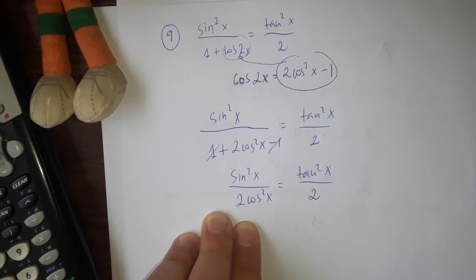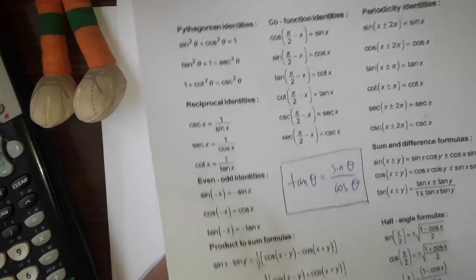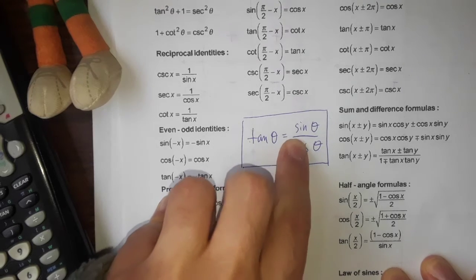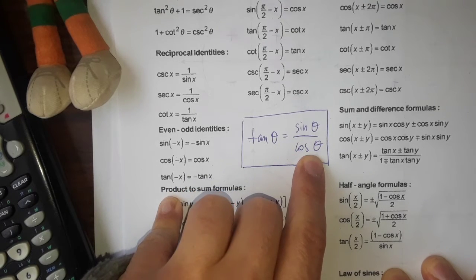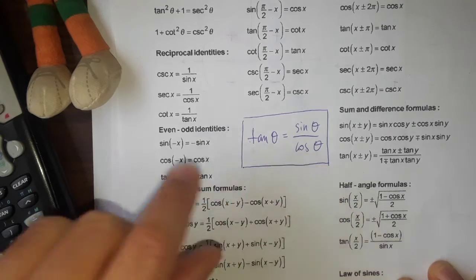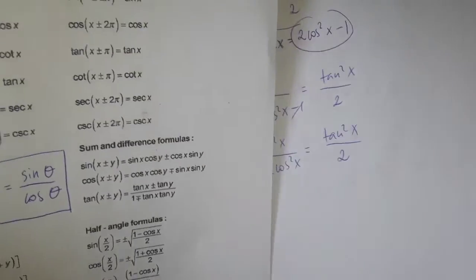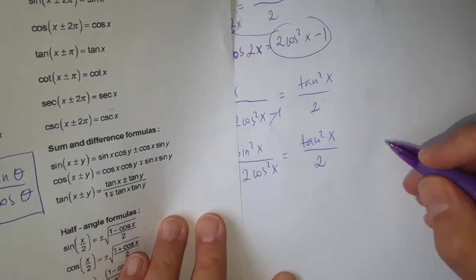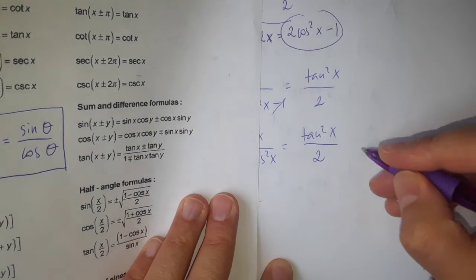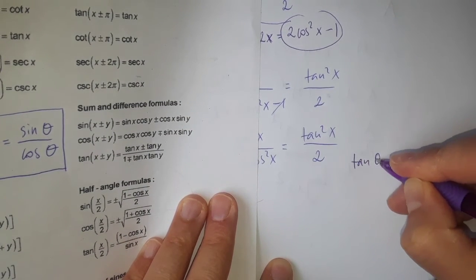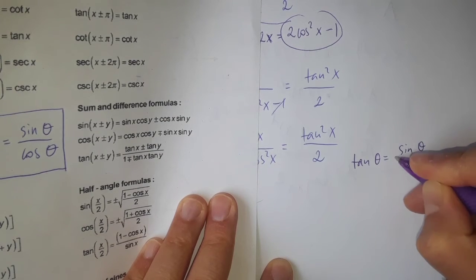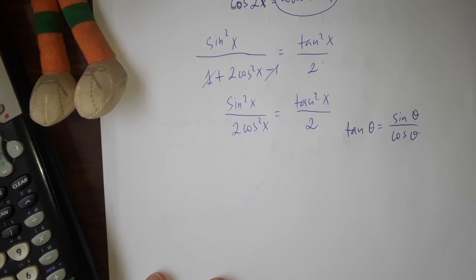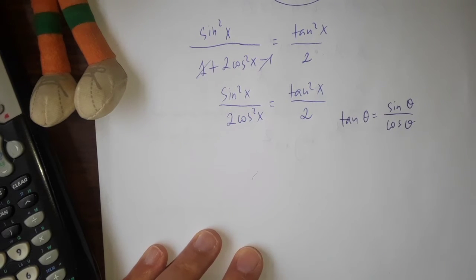Now, if we look again to the formula sheet, we never have to forget this basic one, that tangent of theta equals sine of theta over cosine of theta. Okay, and we can use again, I don't know if you prefer to express it in here or in here. I'm gonna write it down. It's tangent of theta equals sine theta over cosine of theta. Okay, and now let's see what we can do with that. Do you see, guys, here?